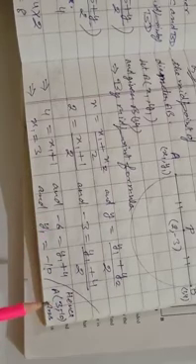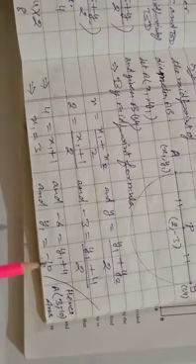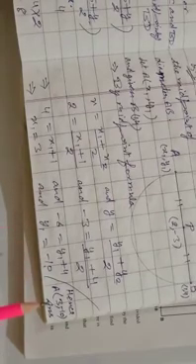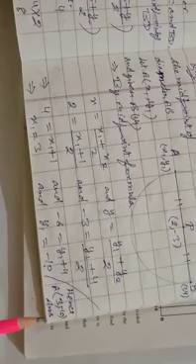y1 equals -10. Hence coordinate of A is (3, -10). This is your required answer.